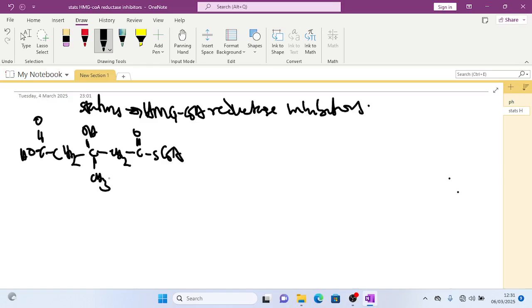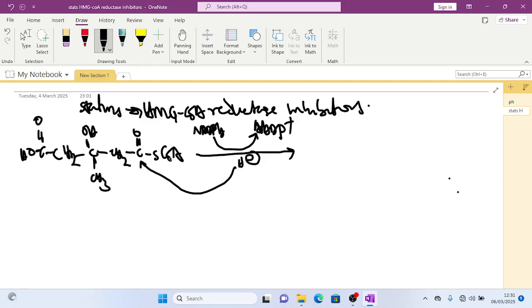This is your HMG-CoA, right? So first thing first, don't forget that we're going to reduce it twice. The first reduction step is catalyzed by NADPH, which always generates hydride. There's going to be some form of hydride release. So this hydride is going to attack this, and then, of course, this bond resonates here, and then we get something like this.